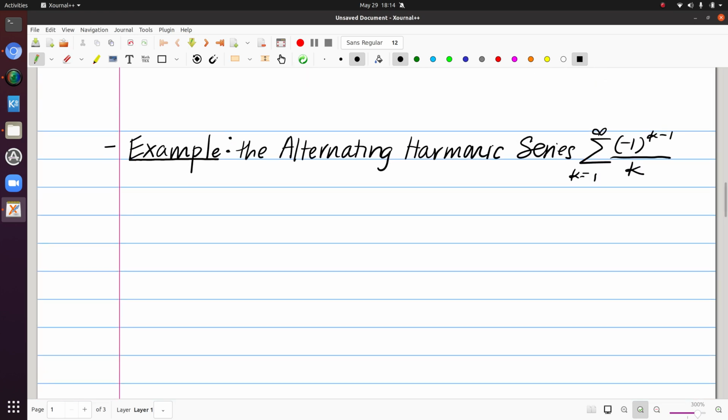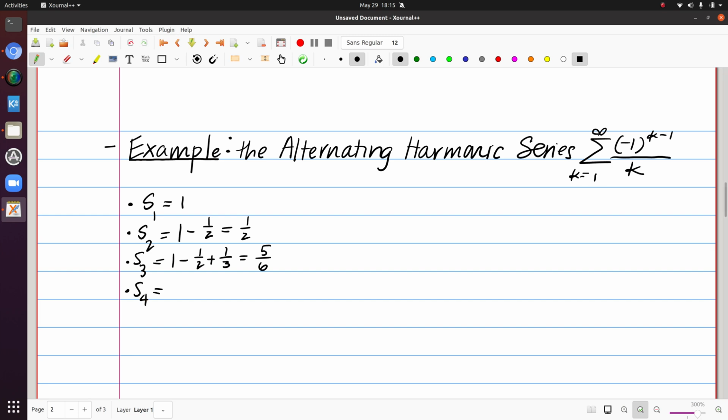So first of all, the first partial sum here would just simply be the first term, which would be 1. The second partial sum would be 1 minus a half. This simplifies to 1/2. The third partial sum would be 1 minus 1/2 plus 1/3. We could express this as 5/6. The fourth partial sum would be 1 minus 1/2 plus 1/3 minus 1/4, or 14 over 24.